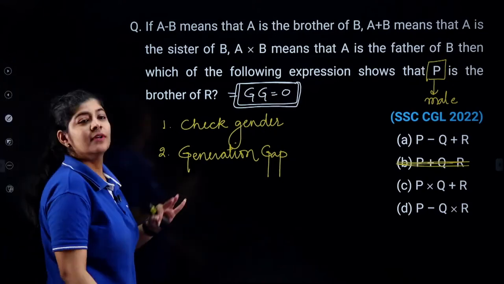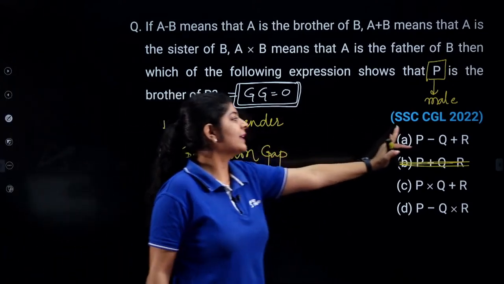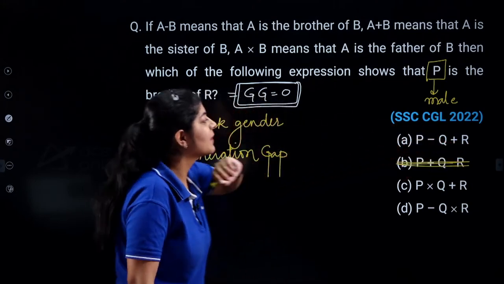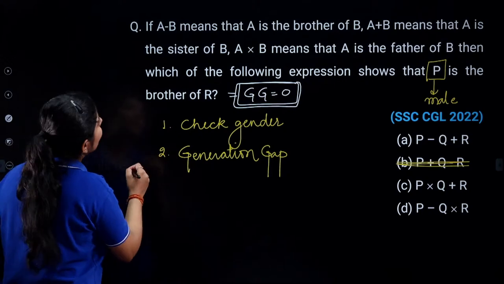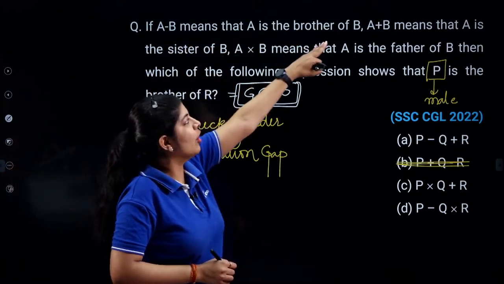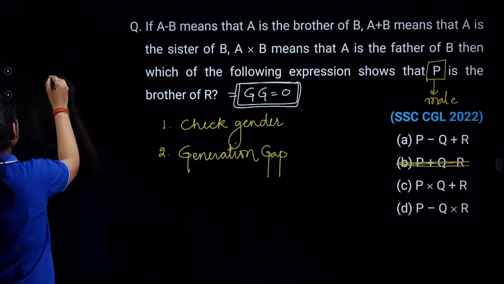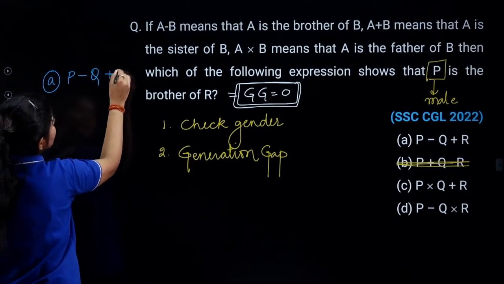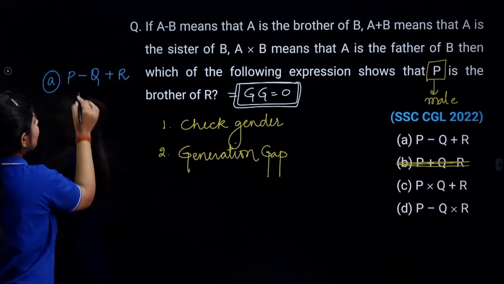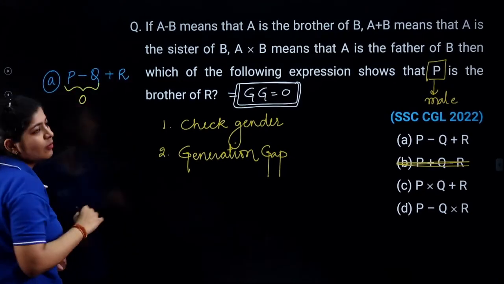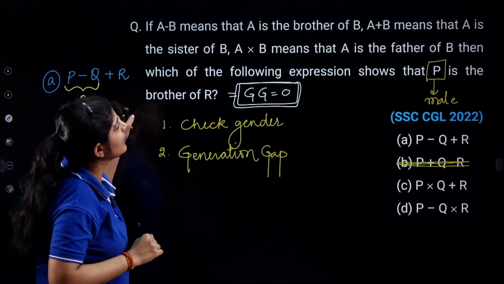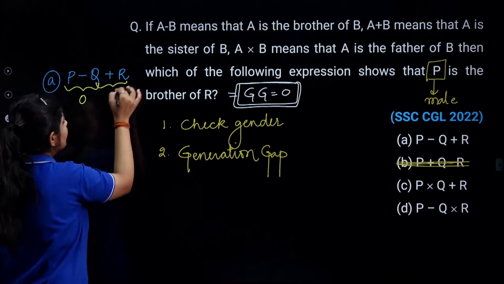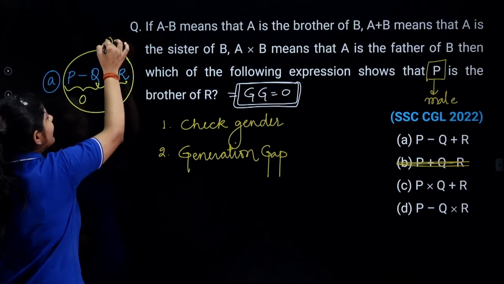Okay, now what we need to do? We just simply need to check the generation gap in between the entities. P minus Q, that means P is a brother of Q. We are dealing with option number A, P minus Q plus R. So here we can say that the generation gap is 0 because they are brother sister. Next, plus means A is a sister of B. Again, 0. Ultimately, we are getting 0.